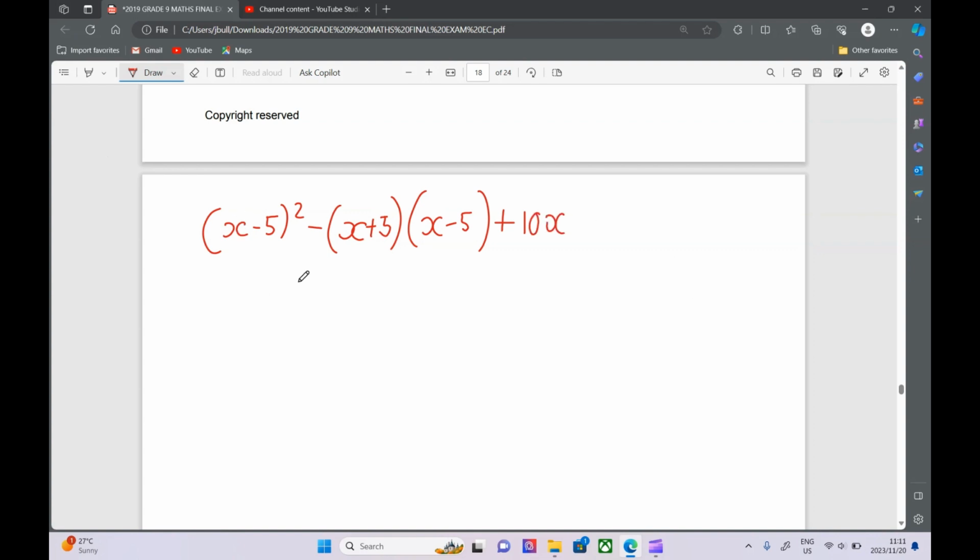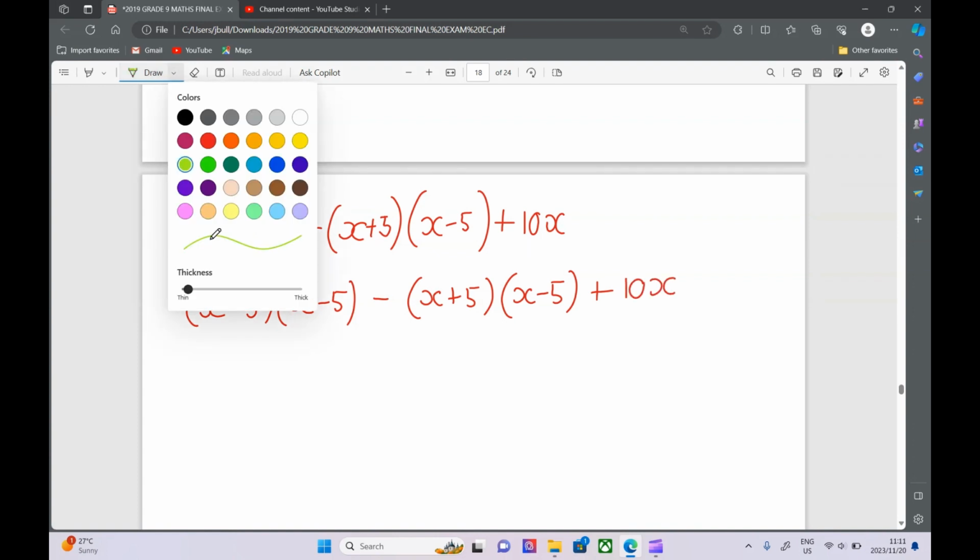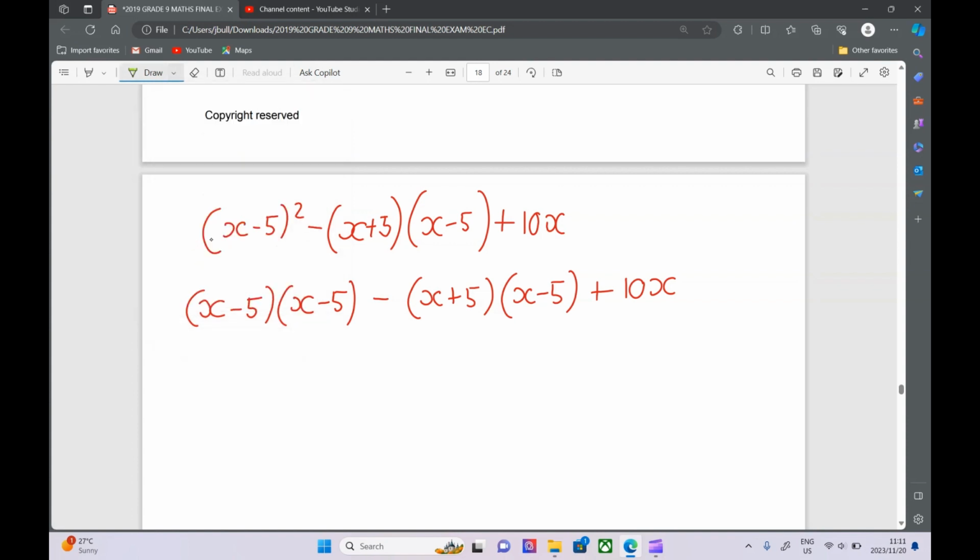So first of all, I'm going to rewrite this. If you have a bracket squared, you can rewrite that as x minus 5 times x minus 5. Then we've still got that other double bracket, x plus 5, x minus 5, and we've still got that 10x. Okay, let's get some different colors going in here. Remember, we always go the first term times the first term. So x times x, x squared.